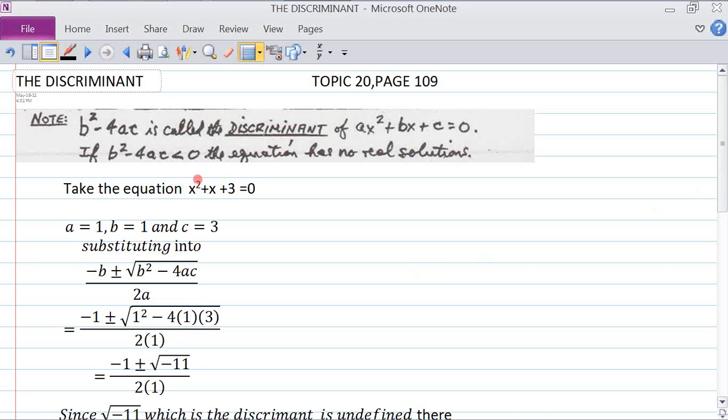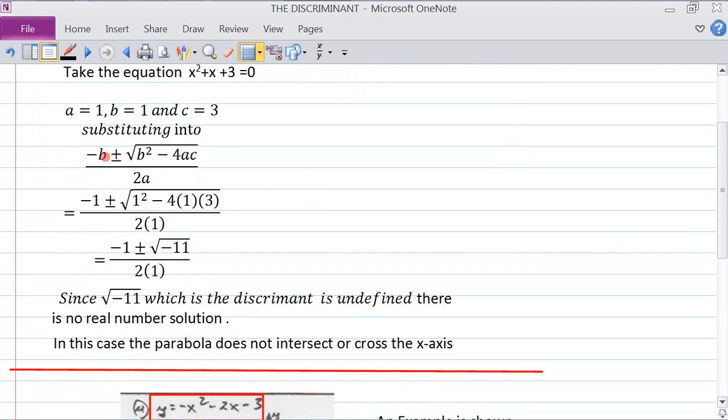So let's take this equation here, x squared plus x plus 3 equals 0, a equals 1, b equals 1, c equals 3. A is a coefficient of x squared, b is a coefficient of x, which is 1, and c is 3. We put that into the equation. Minus b is minus 1, plus or minus b squared minus 4ac. Now we really only need this part of the problem to see what's going to happen. 1 minus 12, which is minus 11.